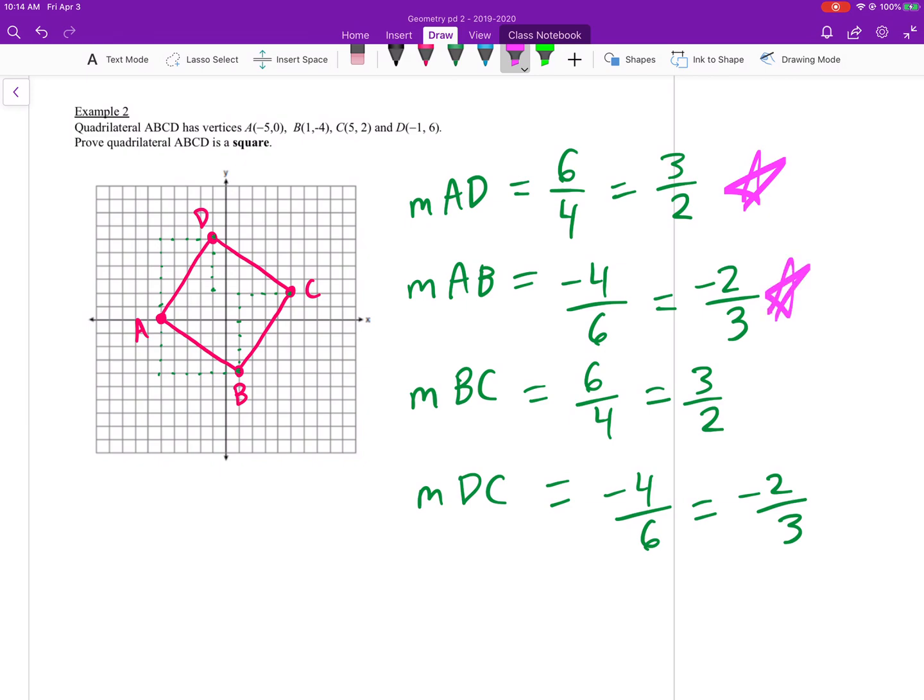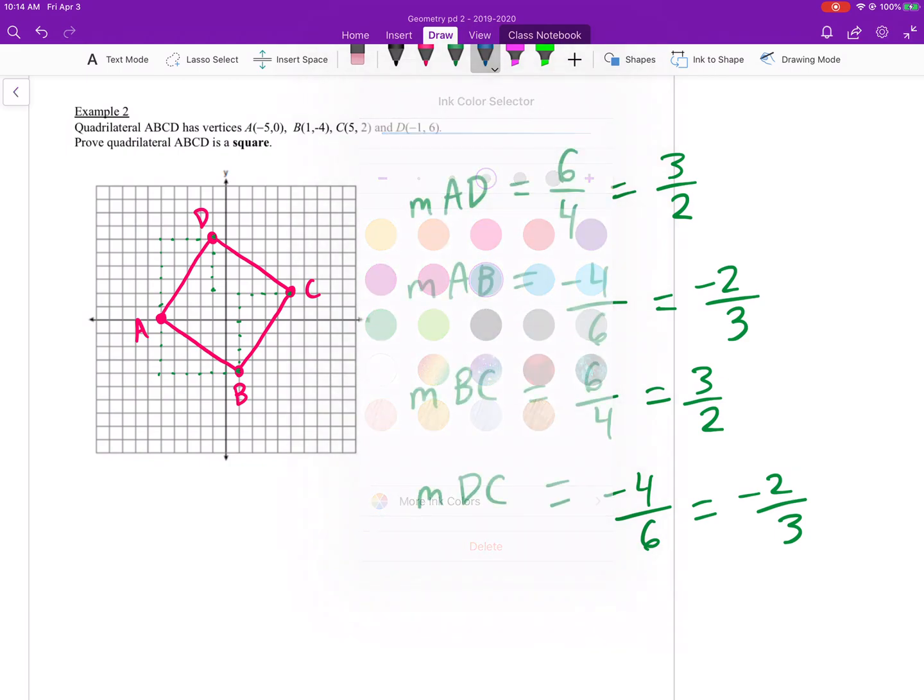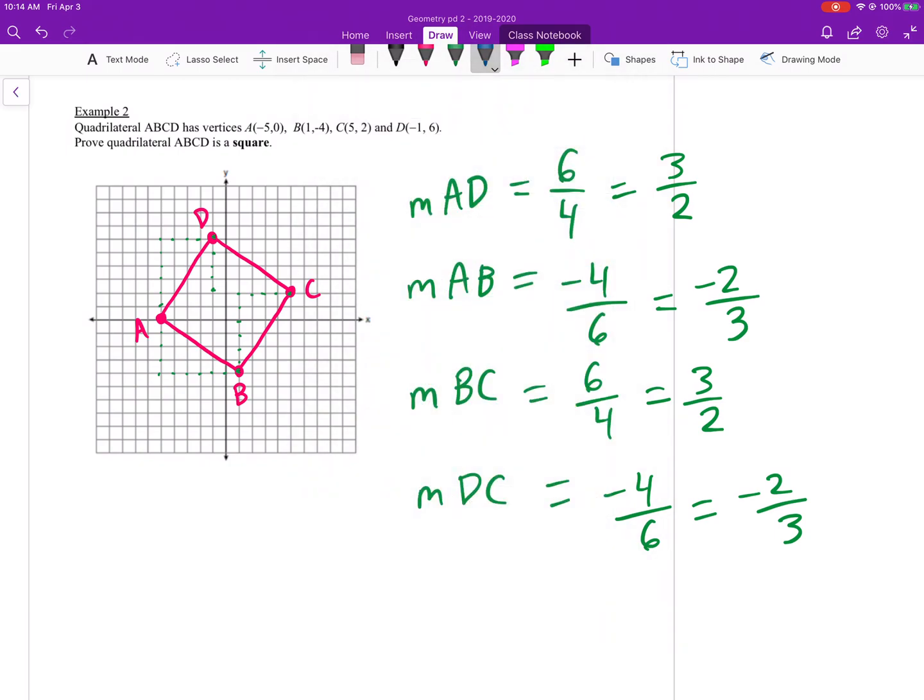This and this, right? Those are opposite reciprocals. That's good. And you can see that present for each pair of consecutive sides. Now, with that, we will explain that later on, but since we have to show it's a square, we need to explain it, but this work shows the 4 right angles. Now, we're also going to have to find that all the sides are congruent through the Pythagorean theorem.